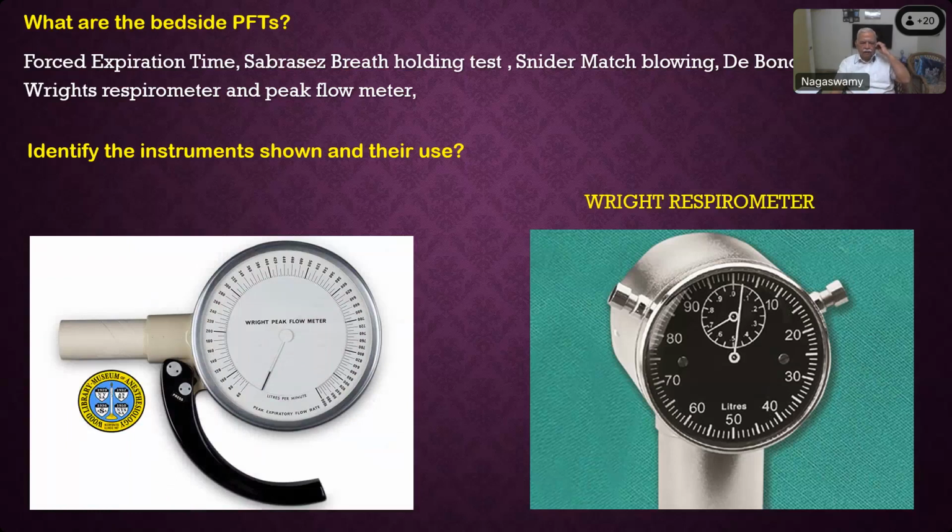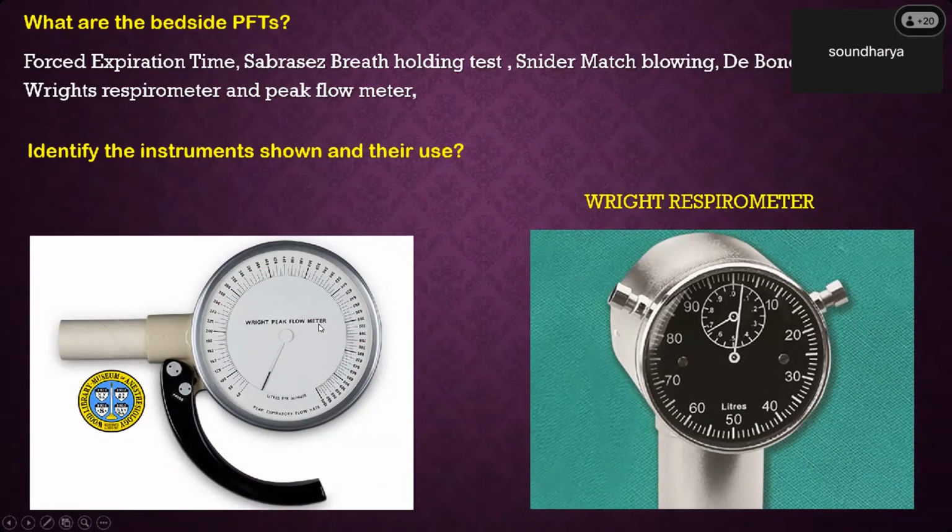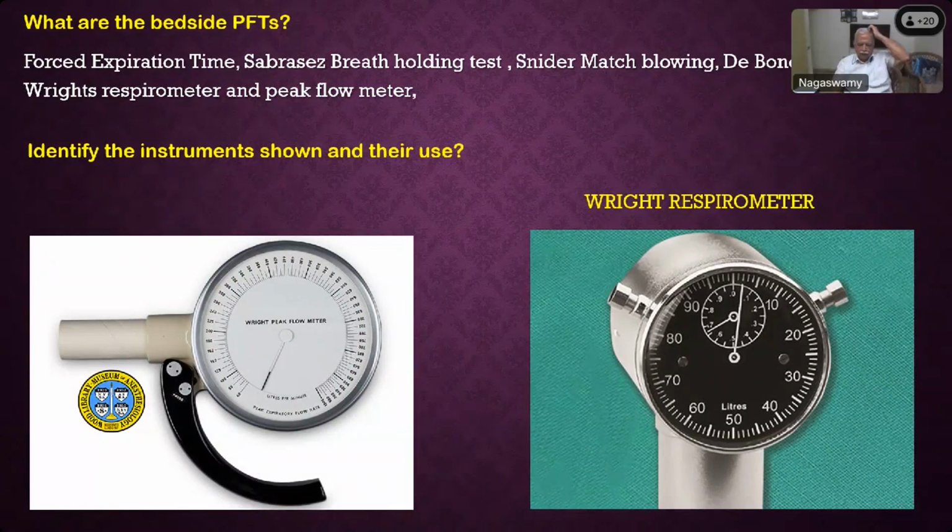And here it is easy, as I told you. What is it written here? Right peak flow meter. So this is used for finding out the peak expiratory flow rate. What is the normal value for peak expiratory flow rate? The male and the female, is it same or different? It is high for males.